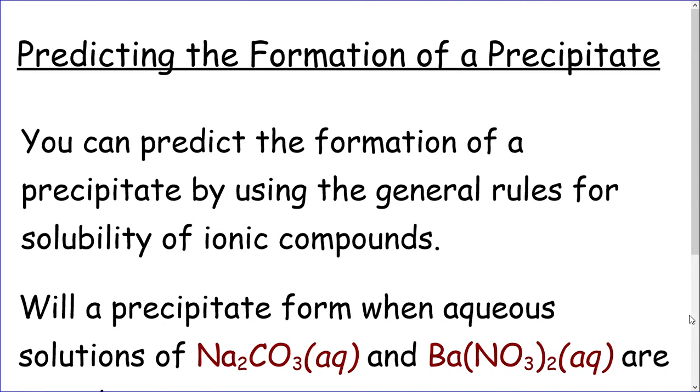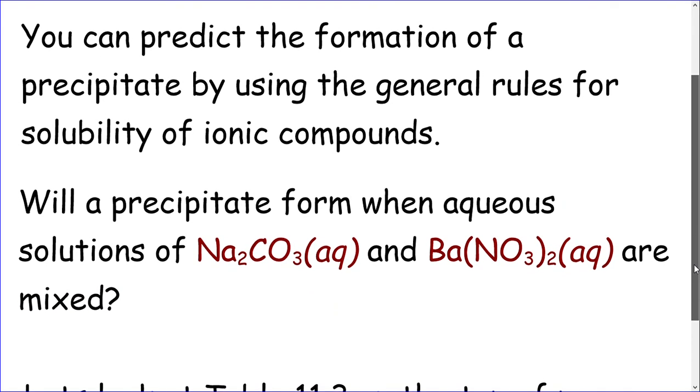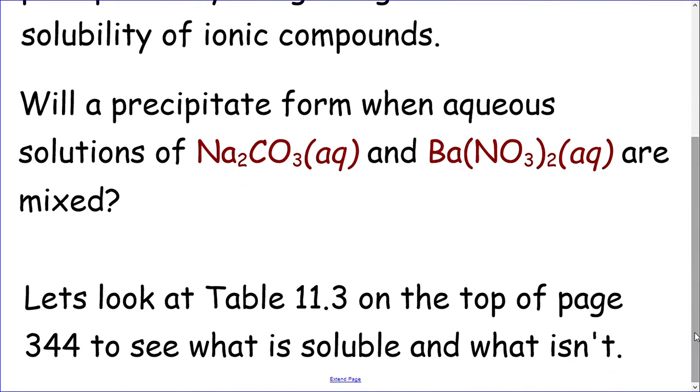So our last little bit is just taking a look at predicting the formation of a precipitate. You can predict the formation of a precipitate by using the general rules for the solubility of ionic compounds. Will a precipitate form, for instance, when aqueous solutions of Na2CO3 and BaNO3 get mixed together? There's a table that we're going to reference that you're going to be given if you need it on anything. It's on page 344, and we can use that table to see if there's a solution that's going to be formed. So table 11.3, page 344, you can take a look at it.